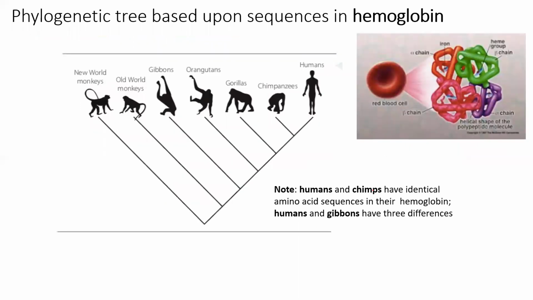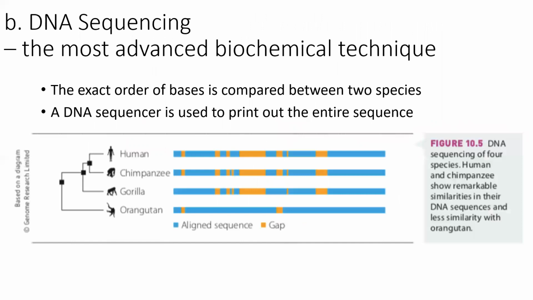Okay, so here is hemoglobin. Note humans and chimps have identical amino acid sequences in their hemoglobin, and humans and gibbons have three differences. So we share a further distant ancestor with gibbons, but here we share with chimpanzees a more closely related common ancestor, if we look at the differences in the hemoglobin protein amino acid sequences.